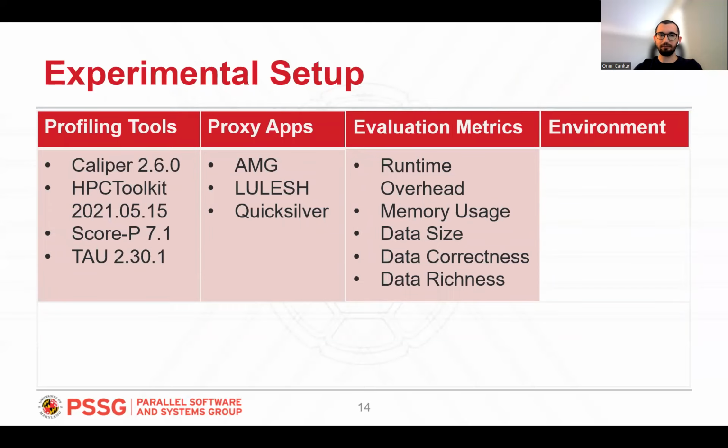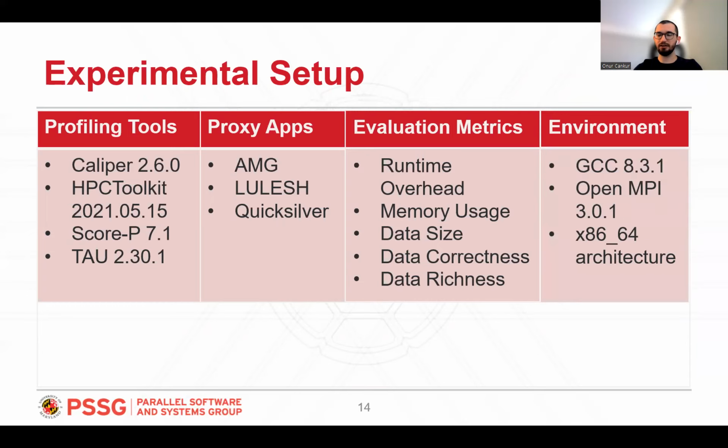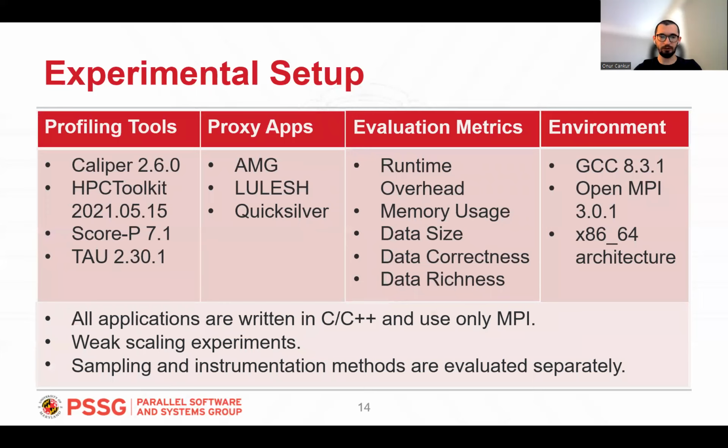And for the experimental setup, we already talked about profiling tools, proxy applications, and evaluation metrics. We build each tool and proxy application using GCC 8.3.1, OpenMPI 3.0.1, and we performed our experiments on a parallel machine that has x86-64 architecture. All applications are written in C, C++, and use only MPI. We performed weak scaling experiments, and we evaluated sampling and instrumentation methods separately.